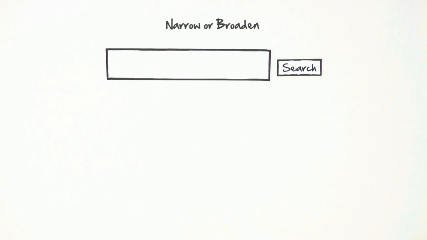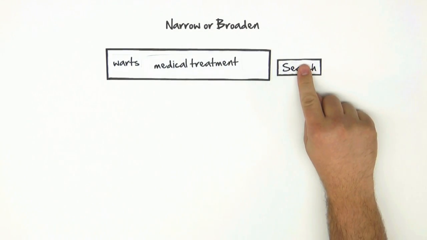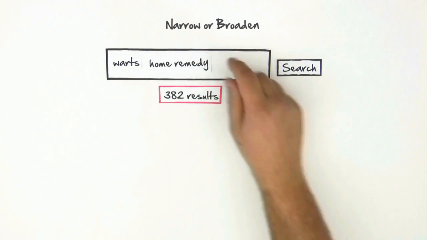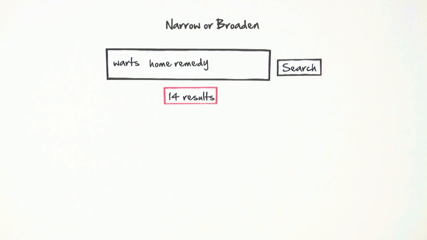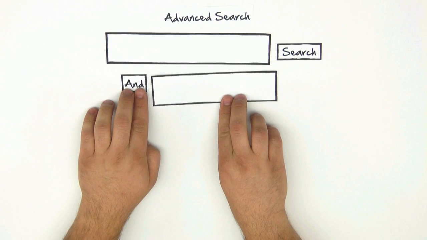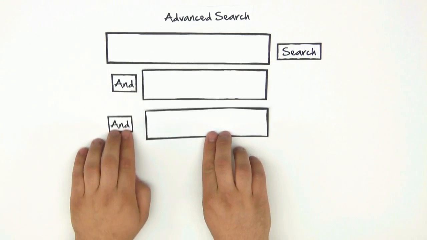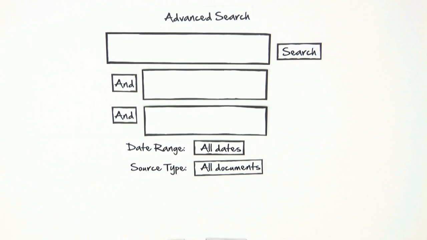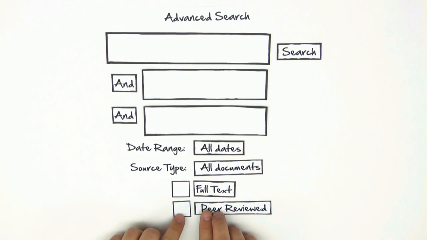You can also narrow or broaden your search topic. If I only wanted to search for the home treatment of warts instead of the broader category of medical treatment, I might include the phrase home remedy. The most effective way to improve your search results is to do an advanced search. This gives you more search boxes to combine terms and tools to control the search results.